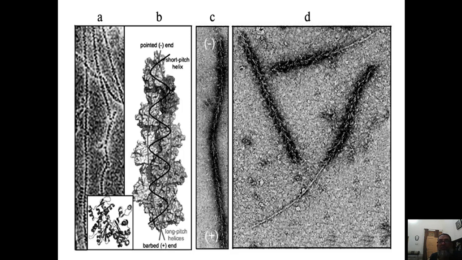This is again an electron microscopic picture visible in the cytoplasm. You see the multiple double helix formations of alpha actin. Now this is the negative end and this is the positive end. So this is the double helix form. The positive end is growing, whereas the negative end is non-growing.